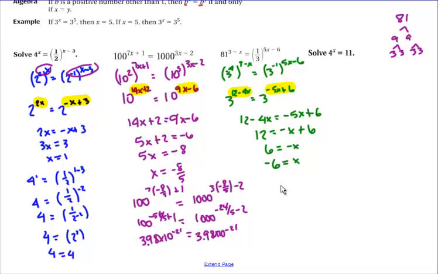And now check that. You're going to get 81 to the 3 plus 6 power, and one third to the 5 times negative 6 minus 6 power. 81 to the 9th equals 1/3 to the negative 36th. So punch those into your calculator and double check.